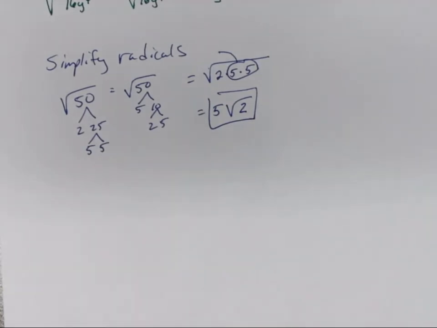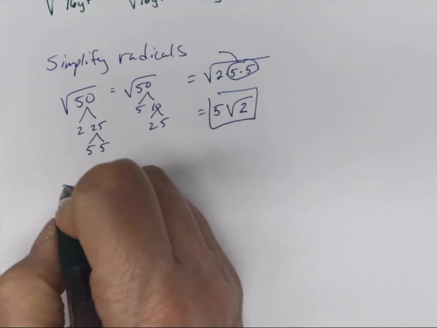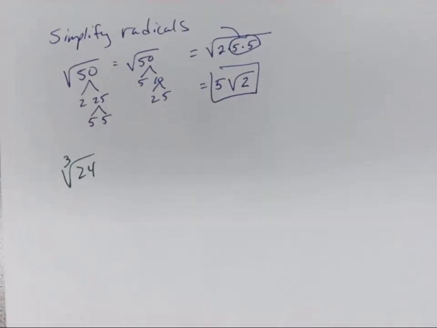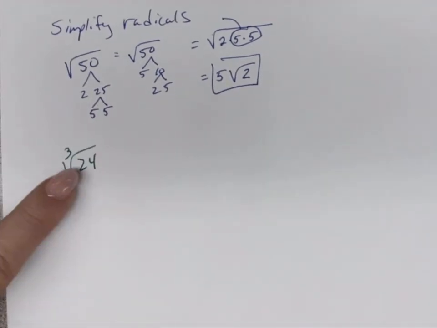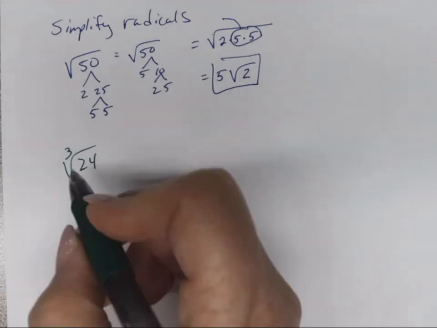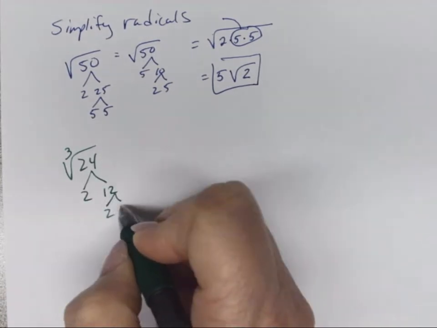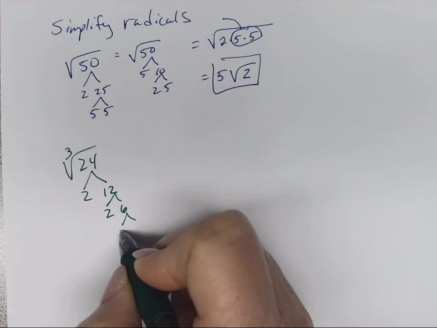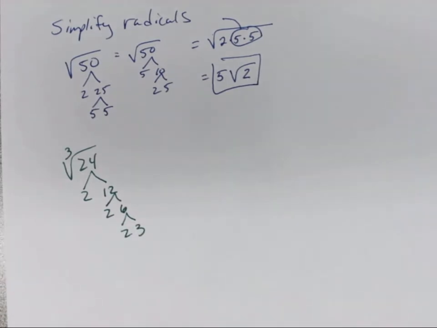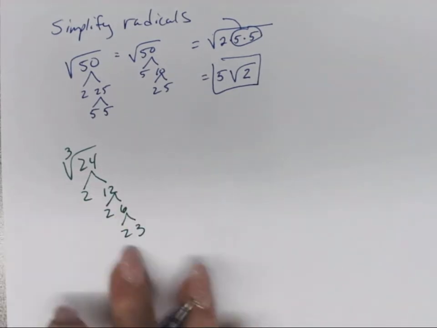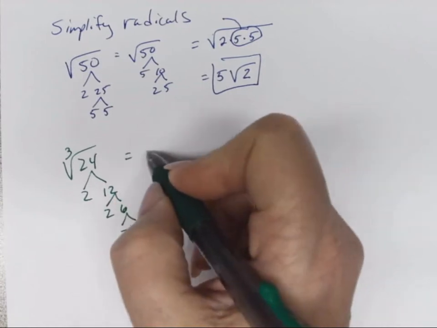All right, let's look at another example. If we're doing the cubed root of 24, again, it doesn't matter what factors we use. We can do 2 and 12, we can do 3 and 8, 4 and 6. It doesn't matter. I'm going to do 2 and 12. 12 would be 2 times 6, and 6 would be 2 times 3. No matter which way you choose, you'll end up with the same prime factorization.